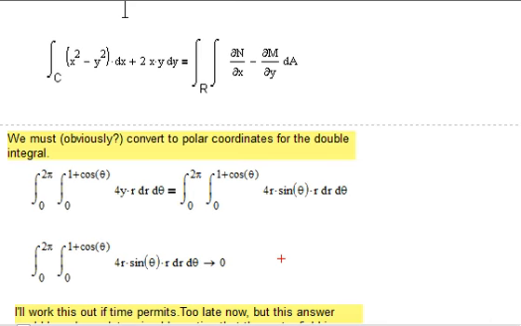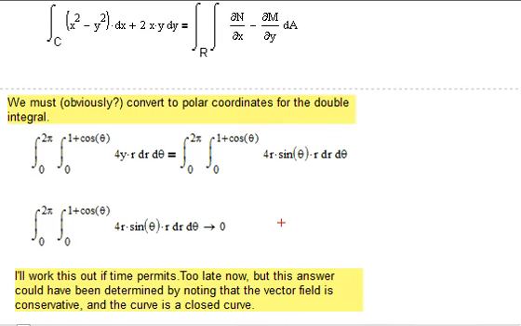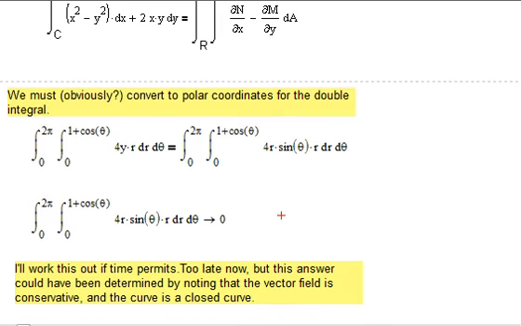And interestingly, maybe we could have gone back to the beginning and determined that we had something like a conservative vector field, and if we started and ended at the same place, we should have known we were going to get 0. How about that?